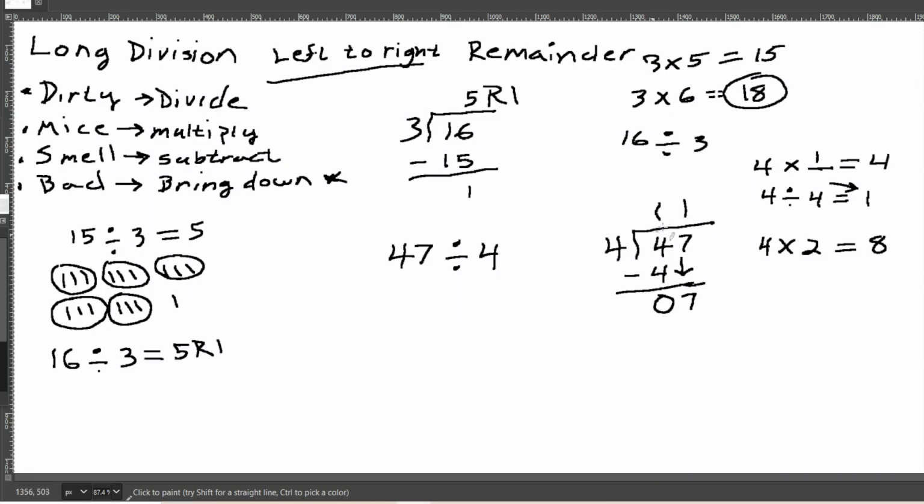So 1 times 4, again, right? But this one now, times 4, is going to be 4. But in this case, I don't think we're going to get 0, right? 7 minus 4 is 3. So for this answer, we end up with 11, remainder 3.